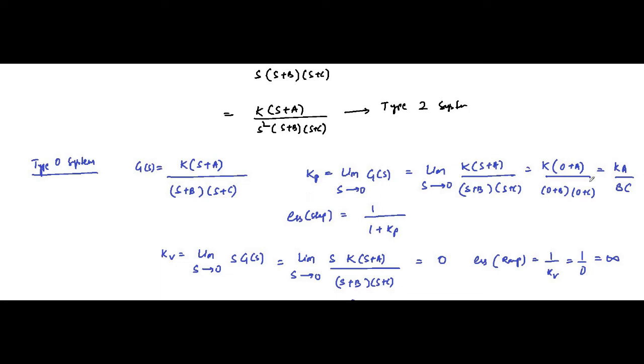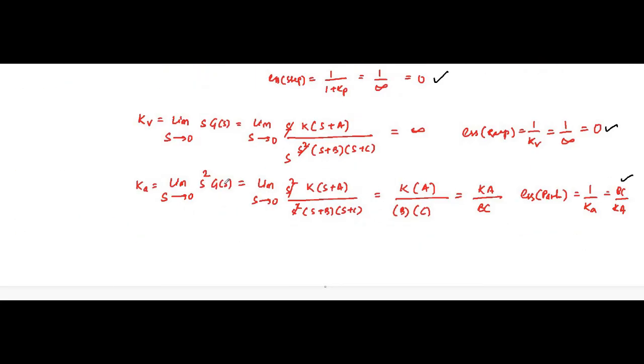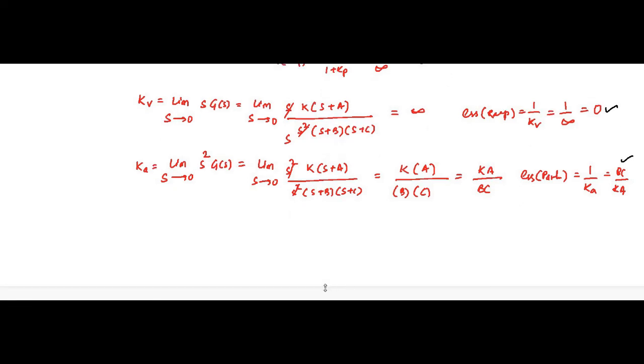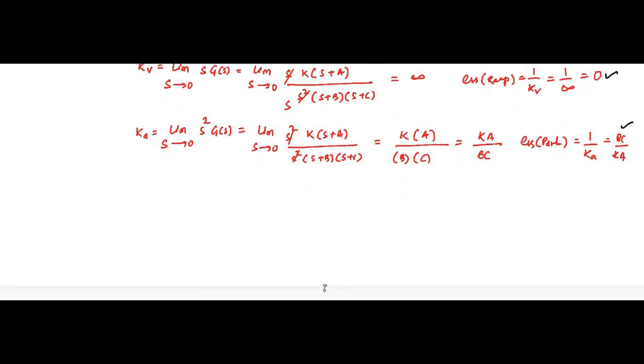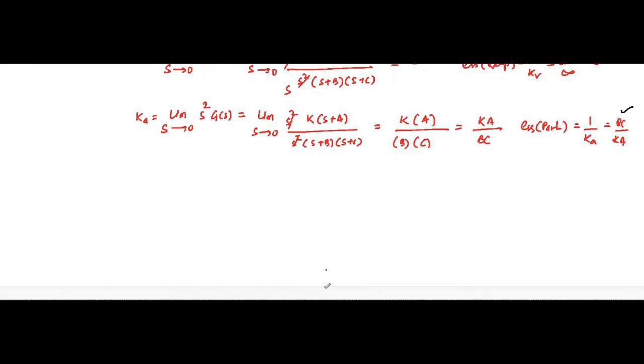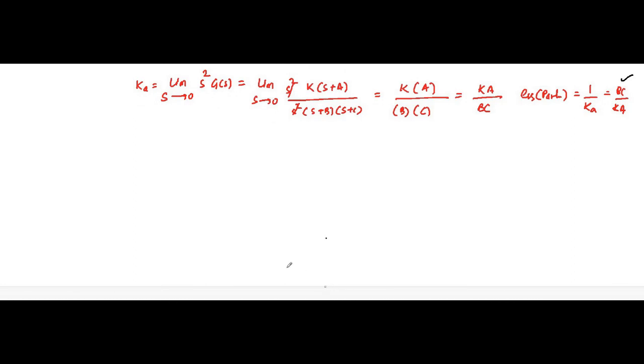Then for a type 0 system, for application of step input only, we are getting a finite result. For application of ramp and parabolic inputs, we are getting infinity as results. Okay, so if we try to tabulate these results, then we can arrive at a very important conclusion, which will help us to directly reach results without going into the lengthy process.